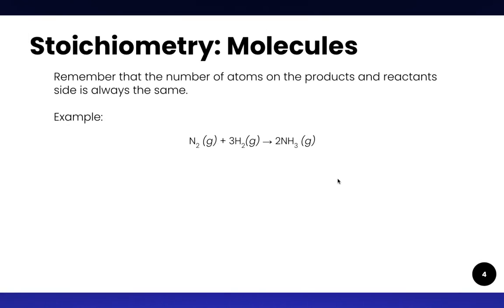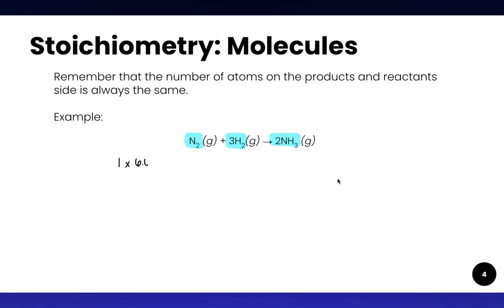Now, this is not always the case for molecules. When you're thinking about molecules, the numbers are not always the same on either side of the reaction arrow. Let's look at the same example, production of ammonia. So you have 1 nitrogen molecule, which consists of 2 atoms, but it's only 1 molecule. You have 3 hydrogen molecules, and you end up producing 2 ammonia molecules.